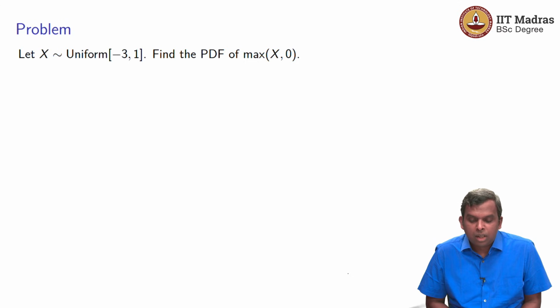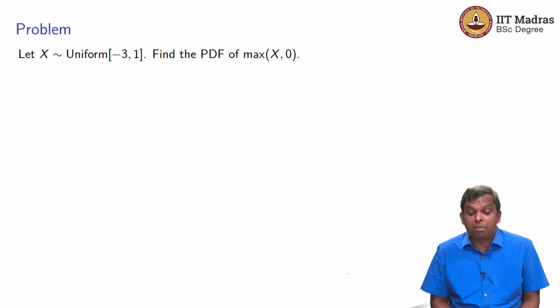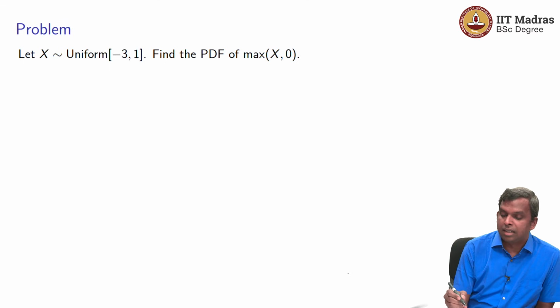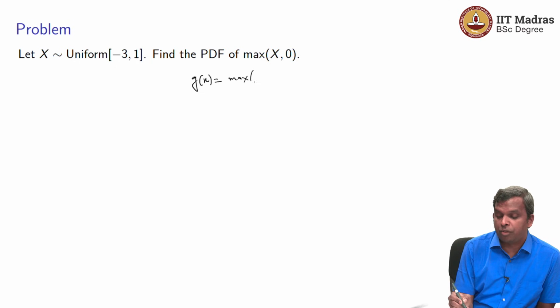Okay, so now here is an odd looking function. X is uniform from -3 to 1, and my g of x is max of x comma 0. Okay, so notice this g of x is max of x comma 0. So what is max of x comma 0? What is the meaning of this?